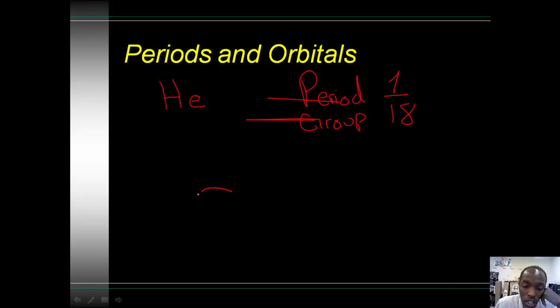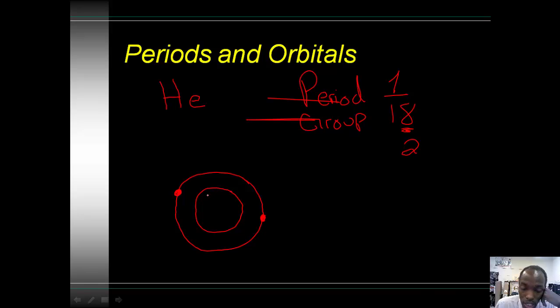So remember the exception for helium in group 18 is that instead of having 8 valence electrons, it has 2. And we're about to see why. Because if you notice, it's in period 1, which means that it only has 1 orbital shell. And remember, our maximum for the first orbit is 2. It cannot have more than 2 electrons. Helium, because it has 2 electrons, will only have this first orbit to complete, and then that's it.